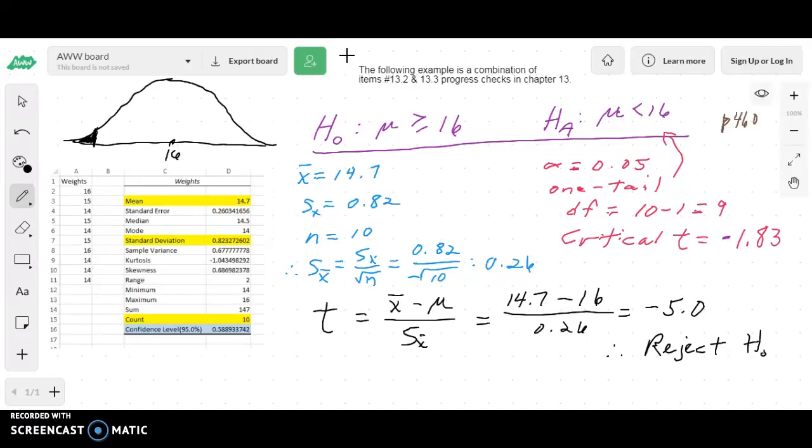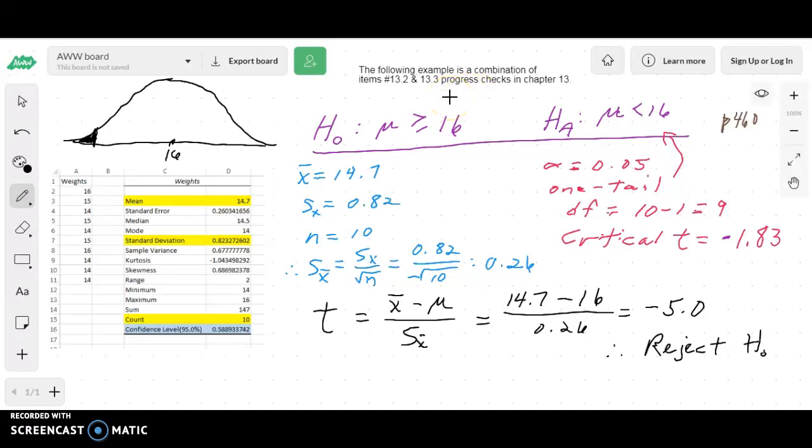The last chapter walked us through the process of conducting a z-test and the hypothesis test process, but it was somewhat in a fictitious state. And this chapter is the first of many coming up that are going to be focusing on more actual scenarios. Here, we're going to walk through items 13.2 and 13.3, which were progress check items in chapter 13. These problems are already done in the book, but I would find it helpful to walk through the whole process in one step rather than broken up throughout the chapter.